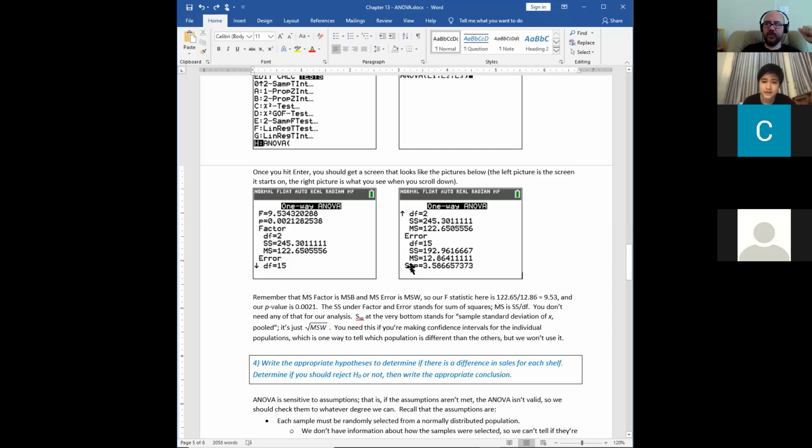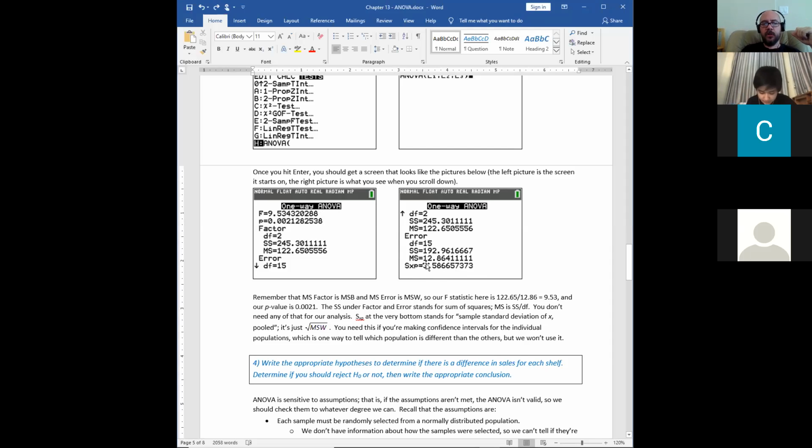Yeah, so like, no, go ahead. The F value 9.53 is like we take the MS factor divided by MS error. Yeah, that's correct. Yeah, we don't have to. The calculator just does it for you, but yes, that's what it is.